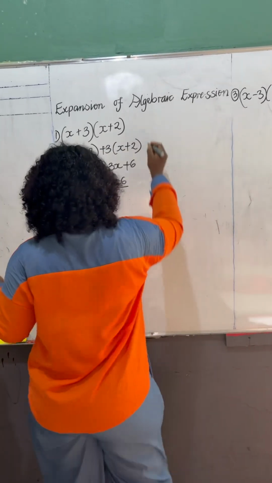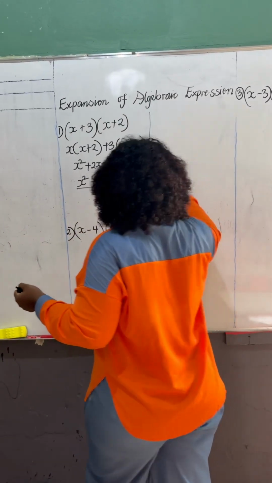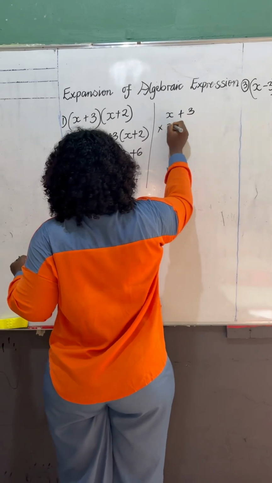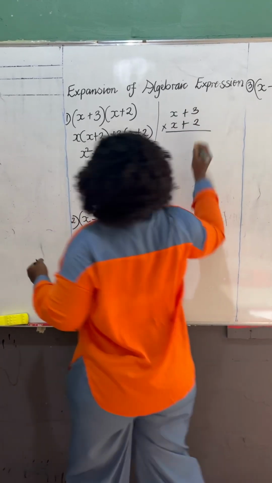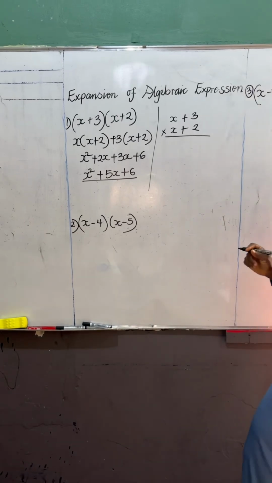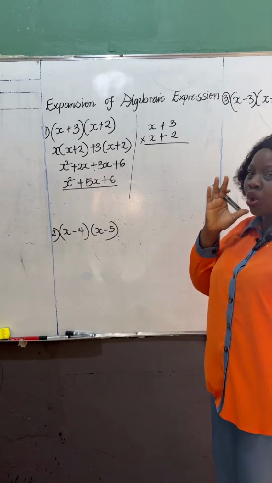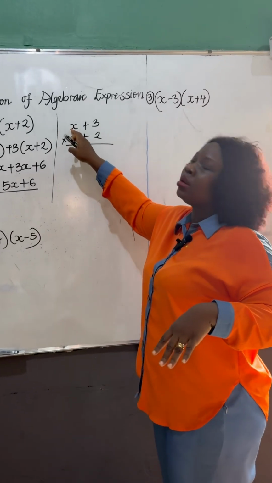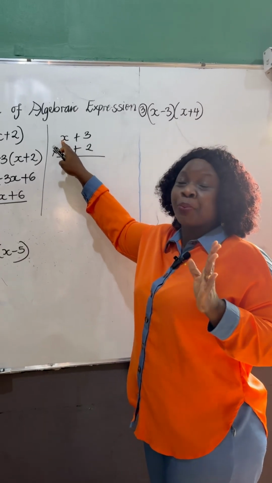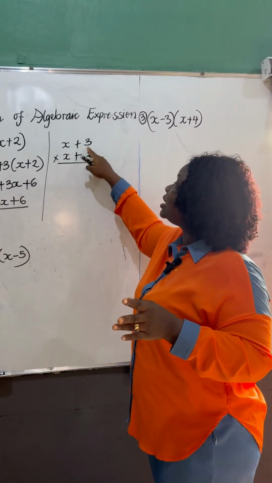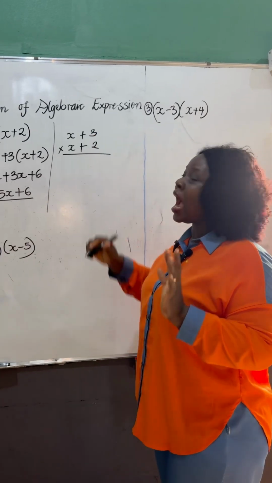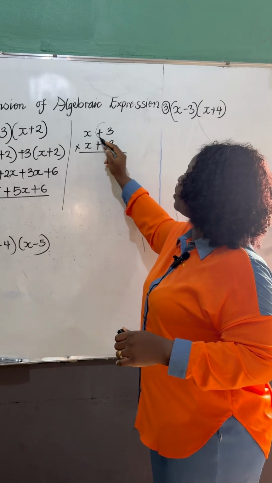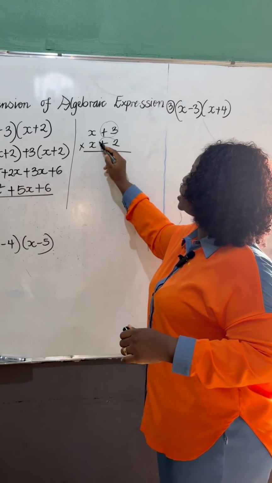Now let's look at another way we can solve this. We have x plus 3 times x plus 2. We are going to do it this way. Okay, so let's look at what we have. You need to know what you have with the sign. This is a positive x and this is a positive 3. I want you to know that this 3 is the owner of this sign, and this 2 is the owner of this sign.